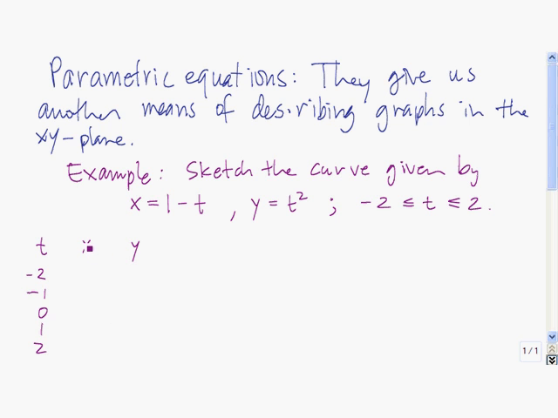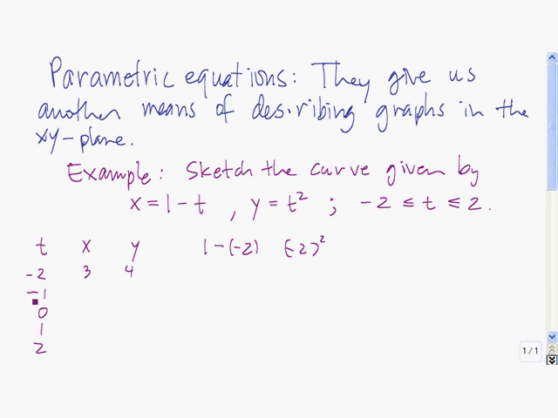So let's find the x coordinate on the curve that corresponds to t equal to -2. So we have 1 minus t. 1 minus -2 is 1 plus 2, and that's 3. Y is equal to t squared. -2 quantity squared is equal to 4. So the point on the curve corresponding to t equals -2 is the point 3, 4.